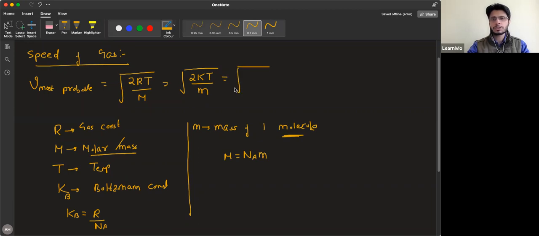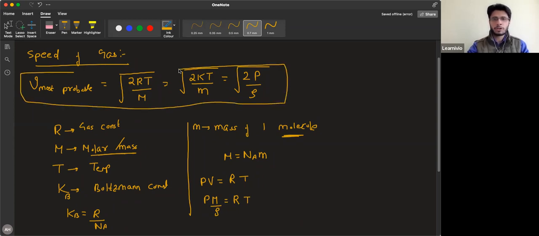Next, you can convert this in terms of pressure and density also. You can write this as root over P by rho. See how we convert RT by M into P by rho? You should know this. PV, if I am writing for 1 mole, is equal to RT. Density is mass by volume, so volume is mass by density. So instead of RT, you can write PM by rho. So this is P, and M will get cancelled. That's why we get this expression.